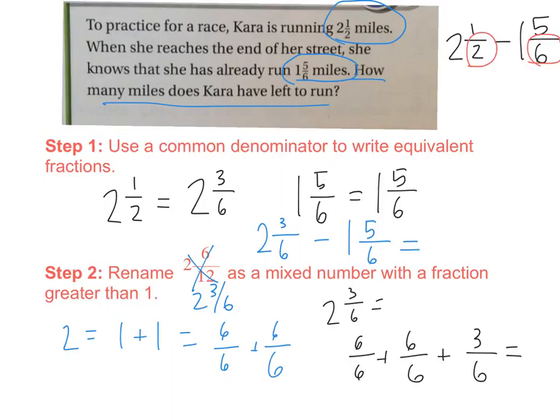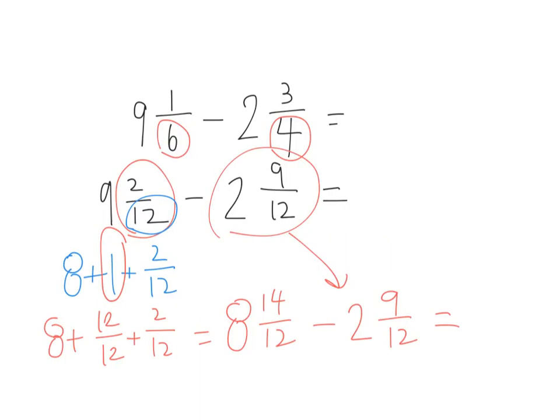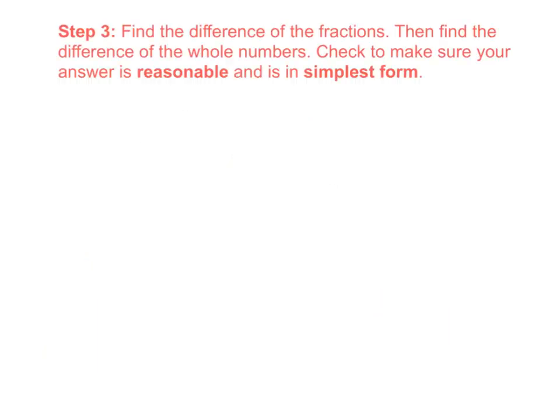Adam? That would be, I think, 15 sixths. 15 sixths, yeah. And now I can rewrite my subtraction equation. Instead of 2 3/6 minus 1 5/6, I could do, so your step 3 is to find the difference. So I could do 15 sixths minus 1 and what?